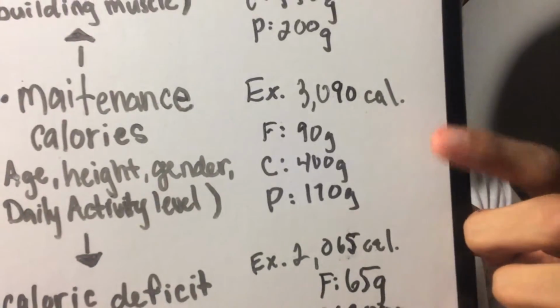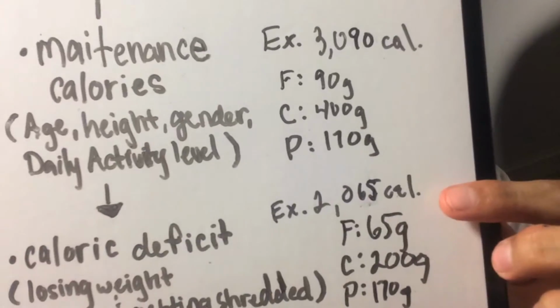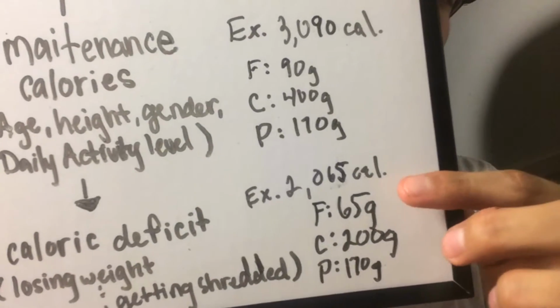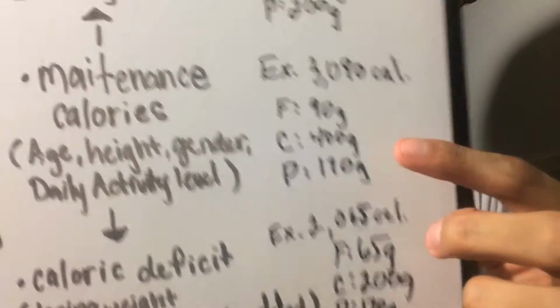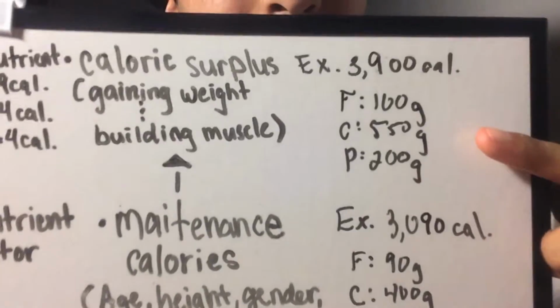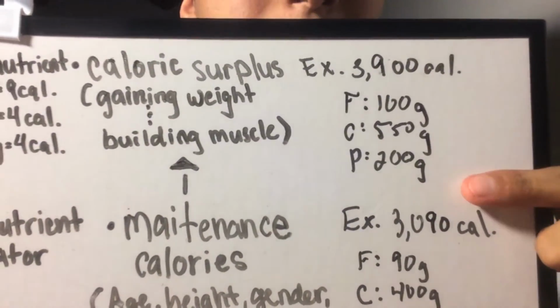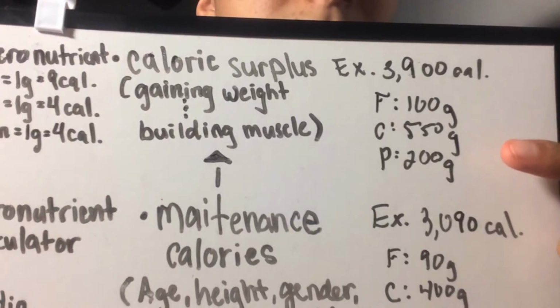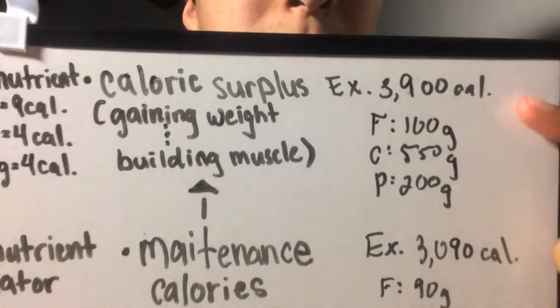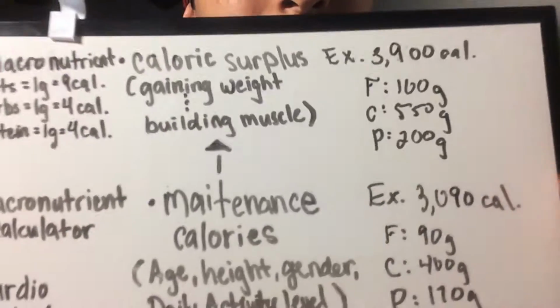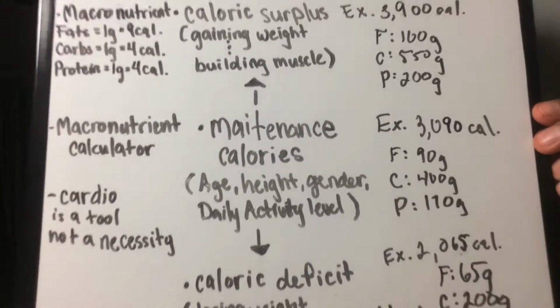But we didn't subtract from the calories. We subtracted from macronutrients. We simply took away from these three, and it does it for you. You take away the calories by simply taking away from here. Now the opposite, caloric surplus, you just add to these macronutrients. Here we added to our fats, our carbs and our protein. So we added 100 grams for fat, 550 grams for carbs, and 200 grams of protein, and that brought us up to 3,900 calories. So you guys see here, we add to the macronutrients or we subtract from the macronutrients, depending on your personal goals.